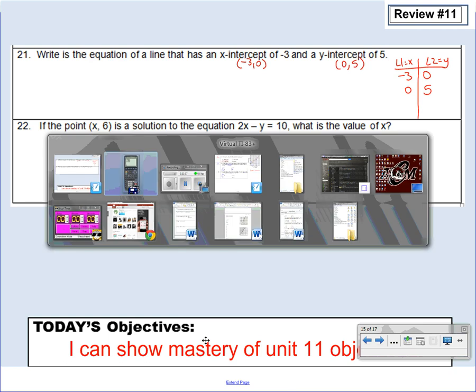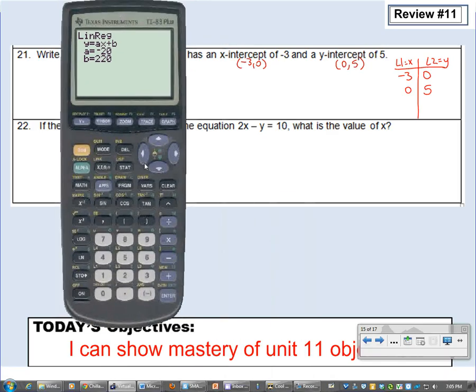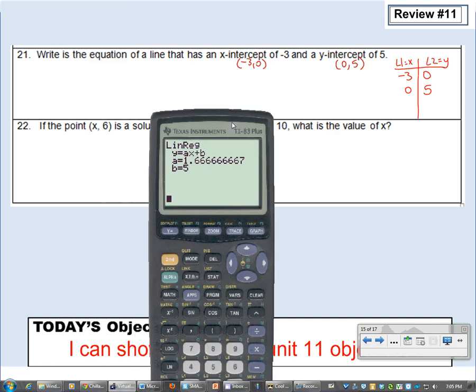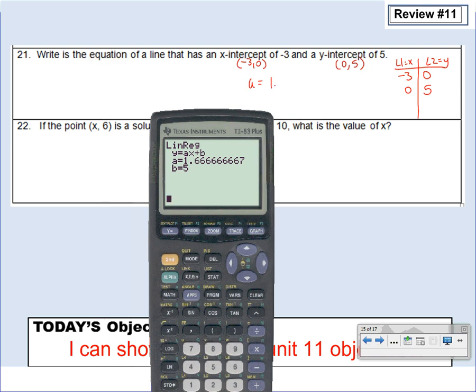Bring up the calculator. Hit our stat button. Clear out what is in L1 and what is in L2. Now we'll type in -3 and 0 in L1, and 0 and 5 in L2. Hit the stat button, go up to calc, number 4, scroll down to calculate, press enter. Now we have a wonderful decimal, and that decimal represents our slope, and we do not like decimals as our slope.